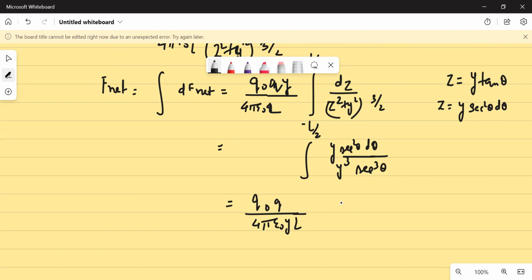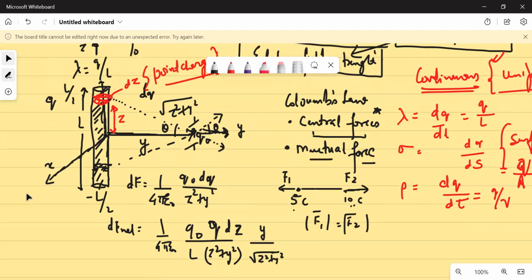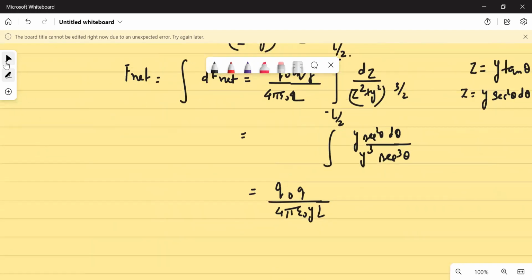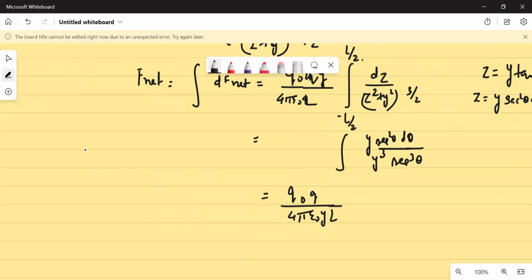This will be cos theta. The integration of cos theta is sine theta. And what would be sine theta? You just find what sine theta would be. Sine theta would be z upon root over z square plus y square, from minus L by 2 to plus L by 2.